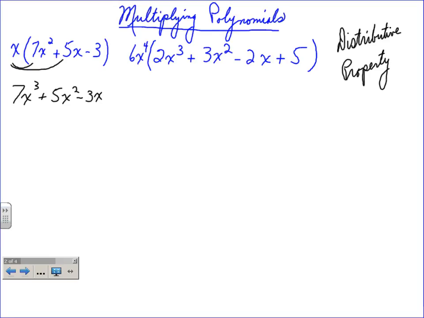Let's take another one. It doesn't really matter how long or how involved these problems are. It's relatively simple. If I multiply 6x times 2x cubed, well, 6 times 2 is 12. X to the 4th times x to the 3rd is x to the 7th, adding the exponents. And so I have 12x to the 7th.